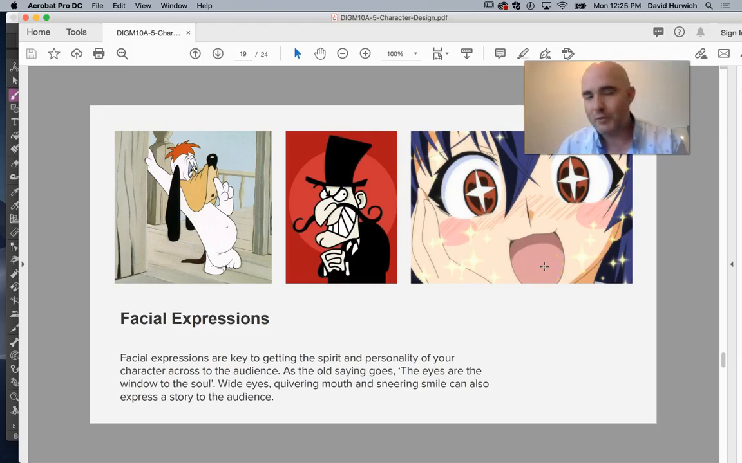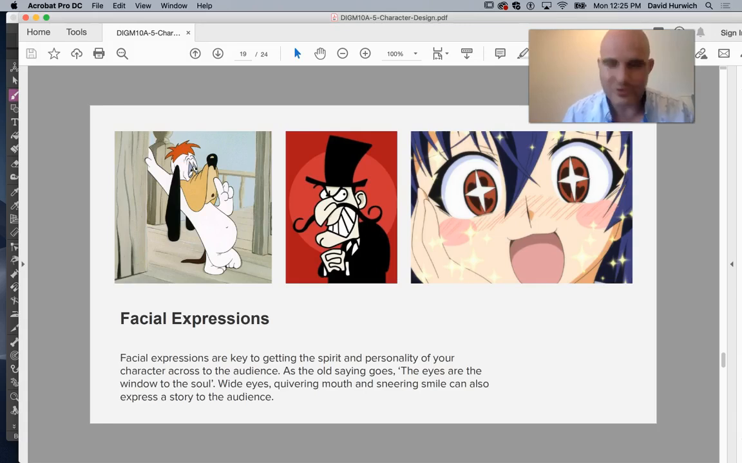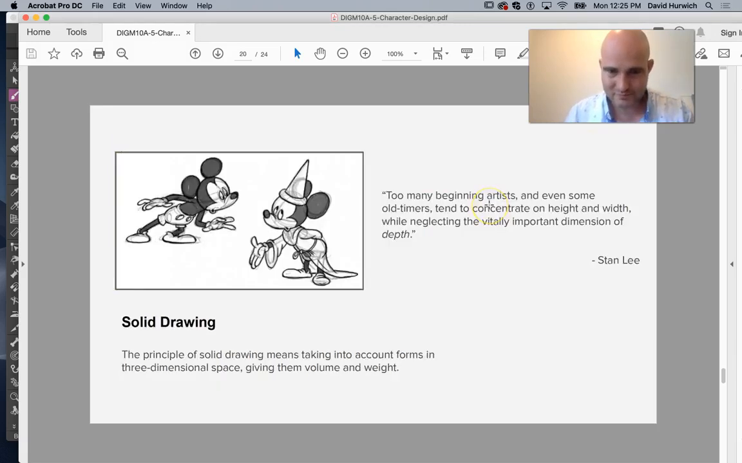We talked about this before, but facial expressions are very important. It's a good way of getting across the emotion of a character. There's an old saying, the eyes are the window of the soul. So it's like, what are the eyes saying? Are they sinister? Are they sad, I don't want to say sad, but like, what's the word I'm looking for? Kind of laid back, tired. These eyes are obviously excited.